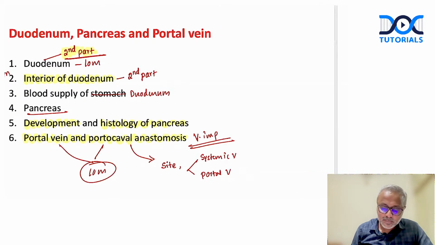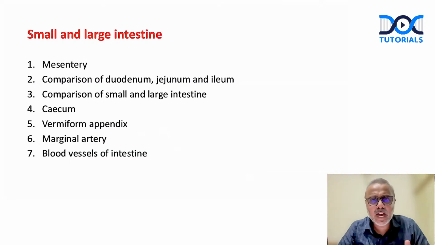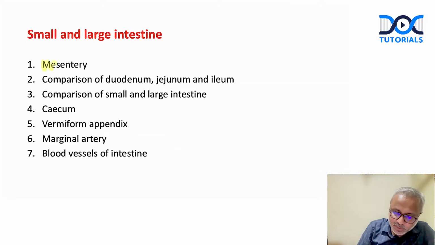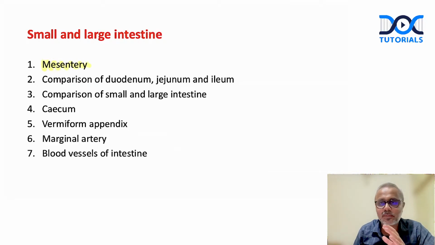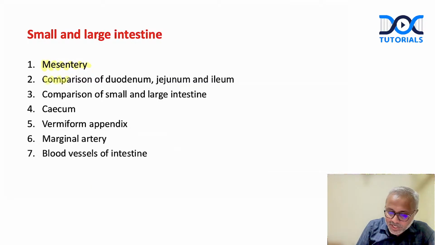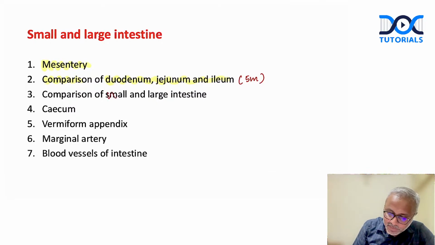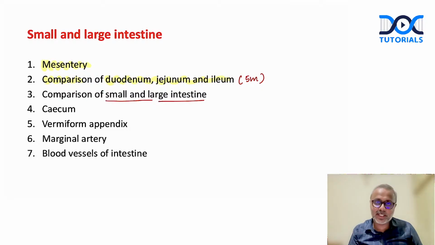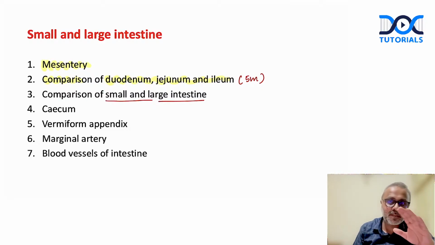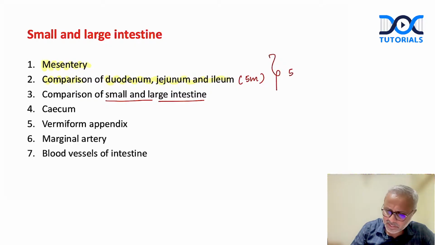Done. Then regarding the other parts of the GIT, small intestine, large intestine, mesentery we have talked about when we discussed the peritoneum. The comparison of duodenum, jejunum and ileum, right? This could be a very important 5 marker question. How do we differentiate between duodenum and rest of the small intestine? Then how do we differentiate between the small and the large intestine, right? This could be a very important 5 marker again. So all these questions, 5 markers.